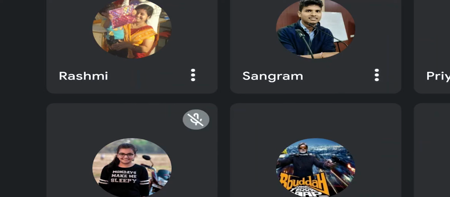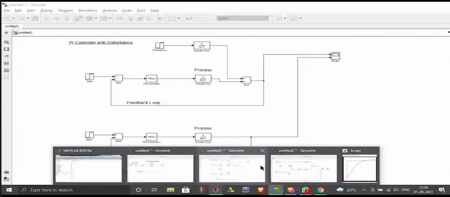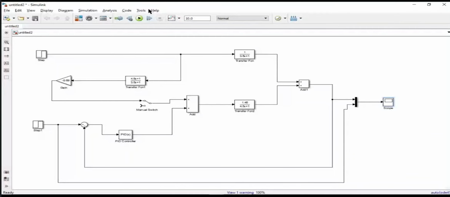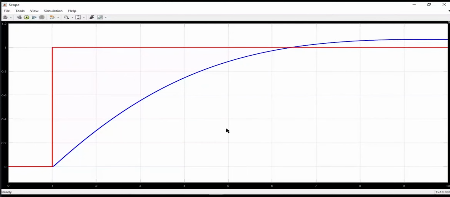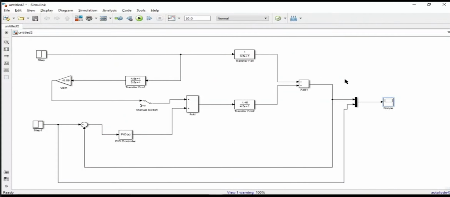Share your screen. Yes, ma'am. It's without manual tuning. It's coming like this. Okay. You also do the same changes, Priyadeep. You do 30 seconds so that it will be ready to serve. Okay. Yes, ma'am, I will do it.